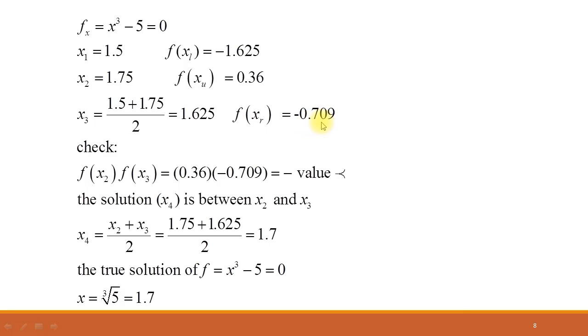Now to find the fourth root, check the sign of the function for x3 and for the other previous root. Suppose the function has negative sign at x3 and the function has opposite sign at x2. So the next root x4 lies between x2 and x3. So to find x4, x2 plus x3 divided by 2, which is equal to 1.7. And now dear students, you note here, this approximate result is close to the exact result.